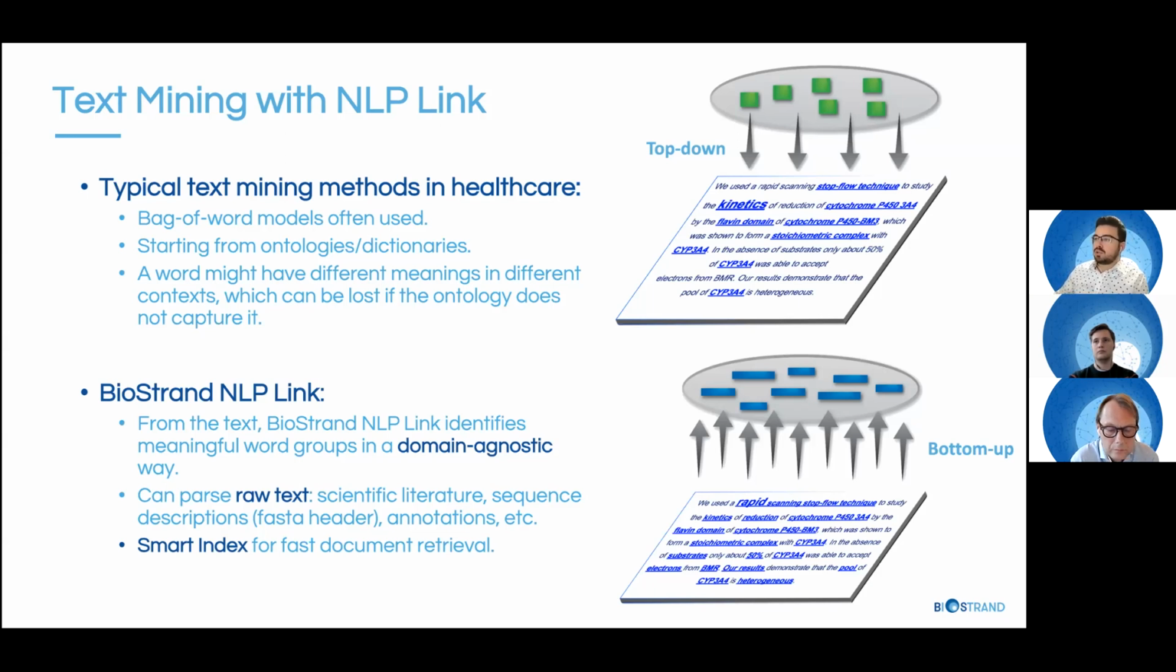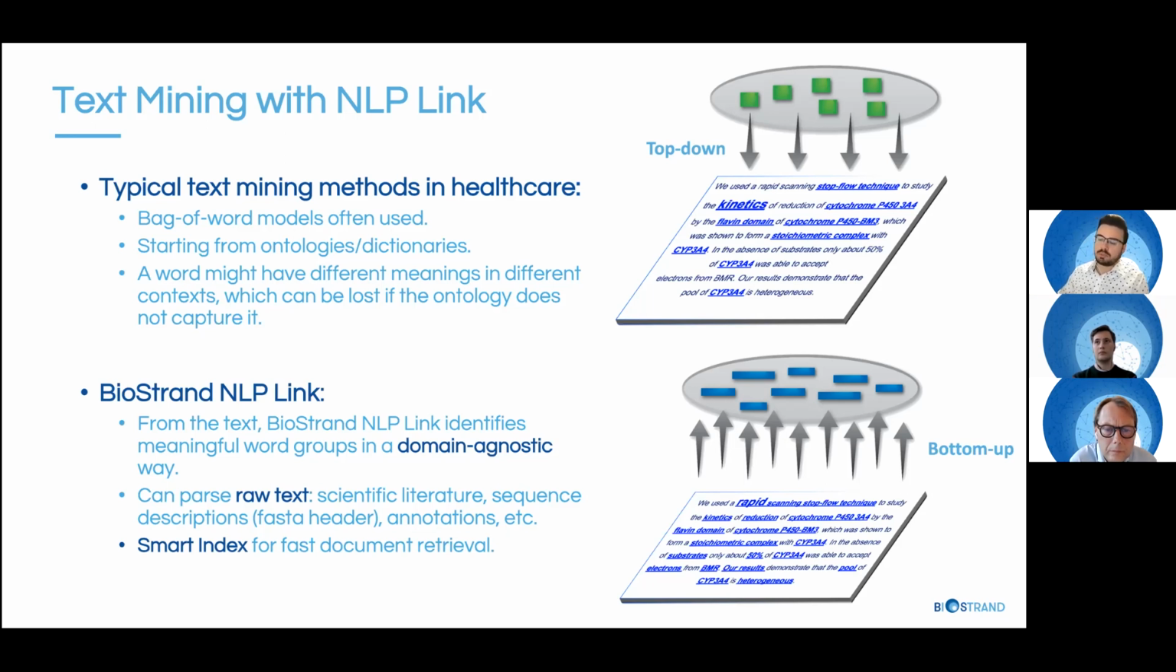What the BioStrand NLP Link actually does is identify right away the meaningful word groups in a domain agnostic way, which means that independently of what you are actually working on, the tool will pick up the right concepts for you. And that's very interesting, because it means that you can provide any kind of raw text, be it scientific literature, sequence descriptions, annotation, etc.